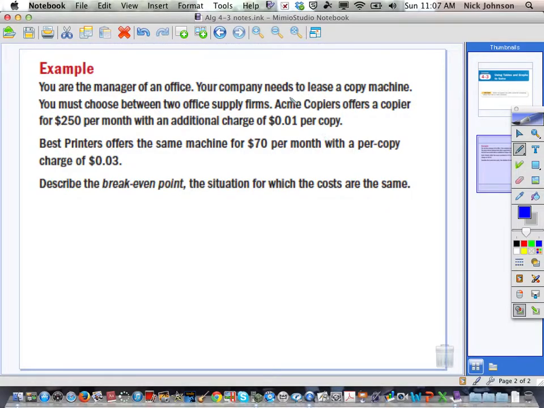Okay, so we need two equations. We need one for the Acme copiers, and we need one for the Best Printers. Okay? So, my Acme is going to be y equals, what did we start with? Well, we started with $250 per month they're going to charge us. And then they're going to charge us an additional, so that's plus, 1 cent per copy. So 1 cent, how do you say per copy? Well, that per copy is going to be our x.